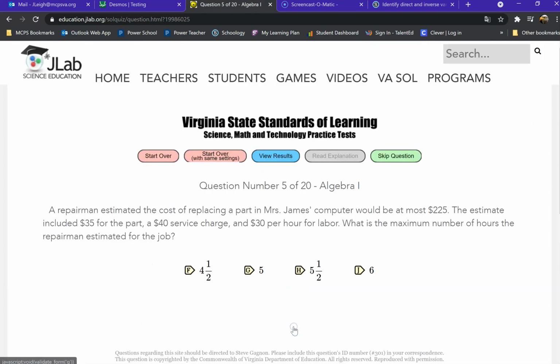Next question. A repairman estimated the cost of replacing a part in Mrs. James' computer would be at most $225. The estimate included $35 for a part, $40 service charge, and $30 per hour for labor. What is the maximum number of hours the repairman estimated for the job?